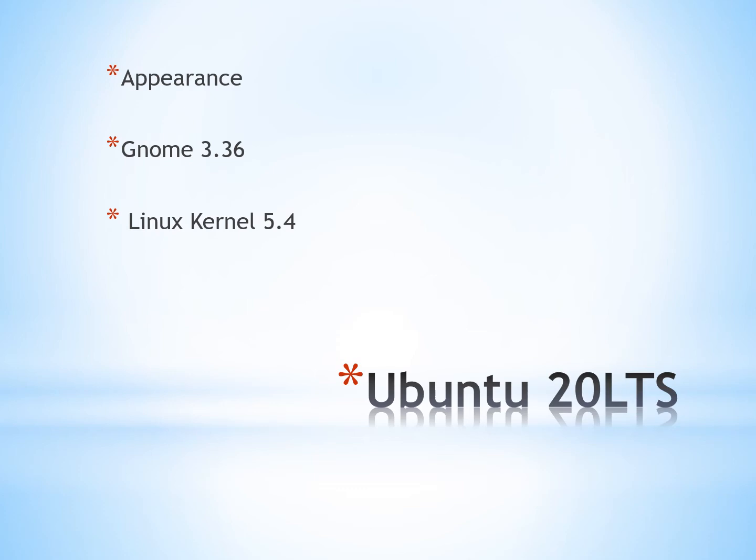Then for theme, you can choose between light, dark, or standard. And Ubuntu has the latest GNOME release, 3.36. This means that all the new features that are in 3.36 are also available for this Ubuntu, so that's really good. Also, Ubuntu features the Linux kernel 5.4.